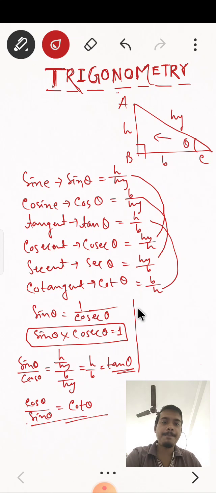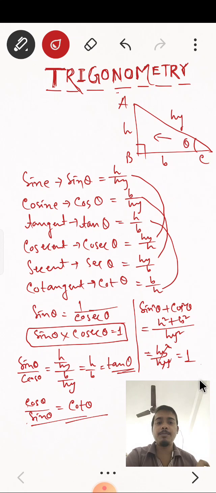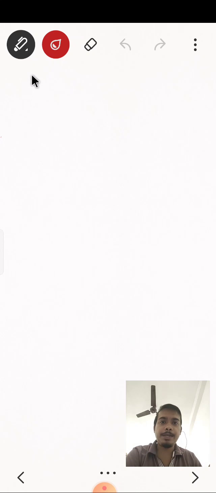Now if we calculate sin squared theta plus cos squared theta using this relation, hypotenuse square will be the LCM and we will get height square plus base square in the numerator. Now using Pythagoras theorem, height square plus base square is basically hypotenuse square, so we will get hypotenuse square by hypotenuse square, which is 1. So here is an important relation of trigonometry, which I am writing here: sin square theta plus cos square theta is equal to what? 1.